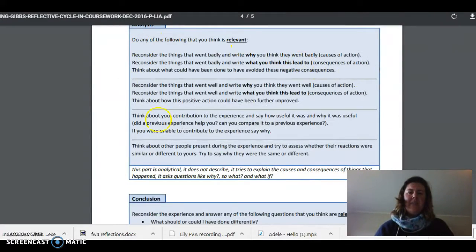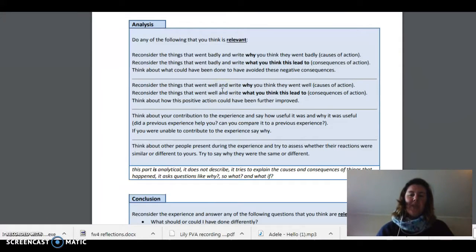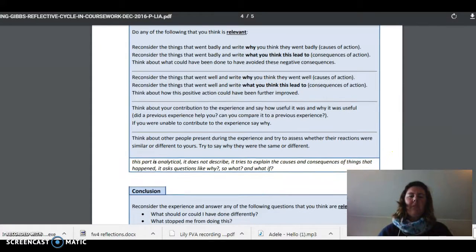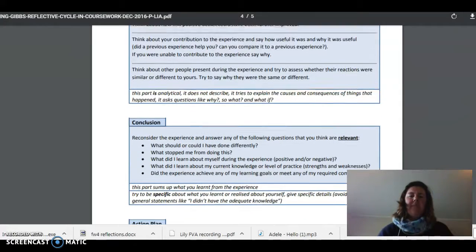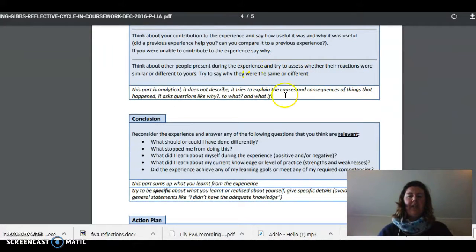And then this is the meaty part of the analysis. So you want to know why and what did this lead to, like what went well and why did it go well, what didn't go well and why didn't it go well, what were those underlying reasons. So you're not describing anything, you're trying to explain the causes and the consequences of things that happened.